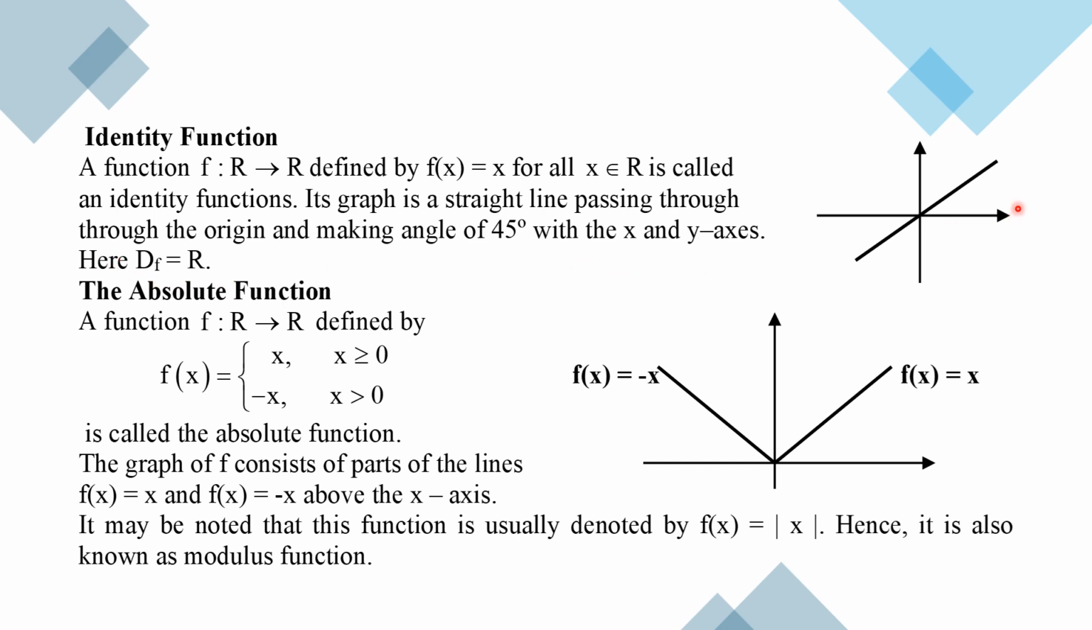is all real numbers. The absolute function, that is from real to real, if you observe, it just covers the positive y-axis. So domain of f is all real numbers, but range of f is just the positive real numbers. So the graph consists of parts of x above the x-axis. It may be noted the function is denoted by f of x. It is also known as the modulus function.